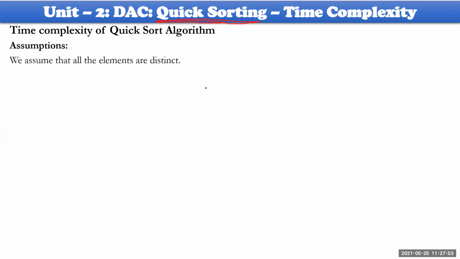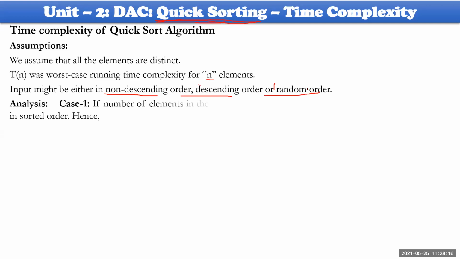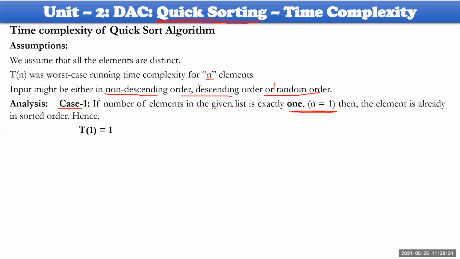Here also we assume that the elements will be distinct. So the worst case running time is considered for n elements, in descending order, non-descending order, or random order; any order is fine. Then case one: the number of elements is exactly equal to 1, so the element is already sorted. Therefore we are not supposed to perform any extra operation, so T of n equals 1, equation number 1.